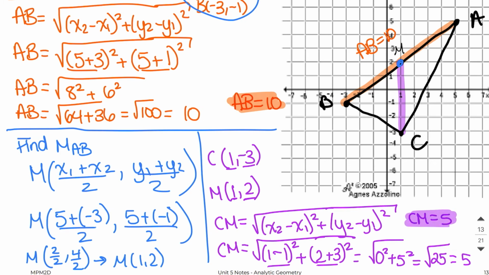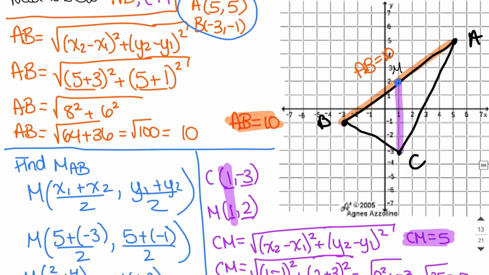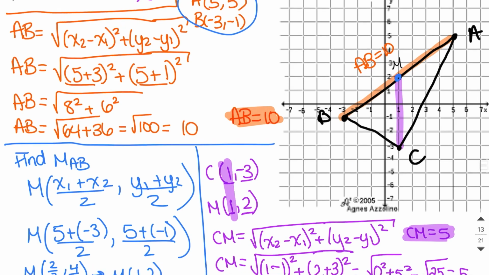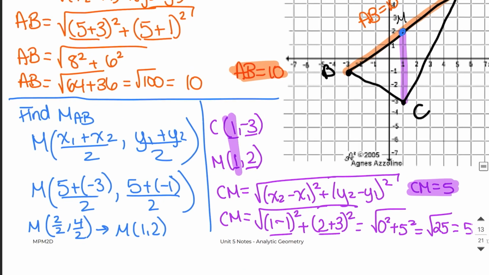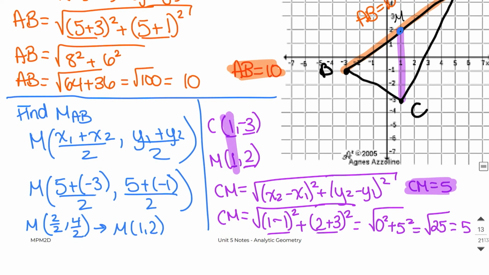But to be completely honest, because the x values were the same, this ended up being a vertical segment. So I could have just counted 1, 2, 3, 4, 5. But only because it's vertical. We can only do this if it's vertical or horizontal. So now we can say, oh yeah, for sure, CM is half of AB. So we can say, therefore, the median is in fact half of the hypotenuse.